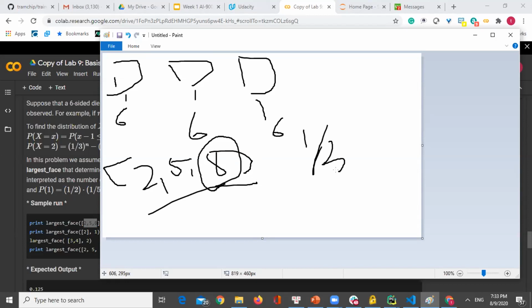Why do you say 1/3? Because the list has 3 numbers, so 8 is one of the 3 numbers. So the probability of... Okay, I see. The probability of it appearing on the list is 1/3, but the probability of it being the largest is different. Okay, I see now.